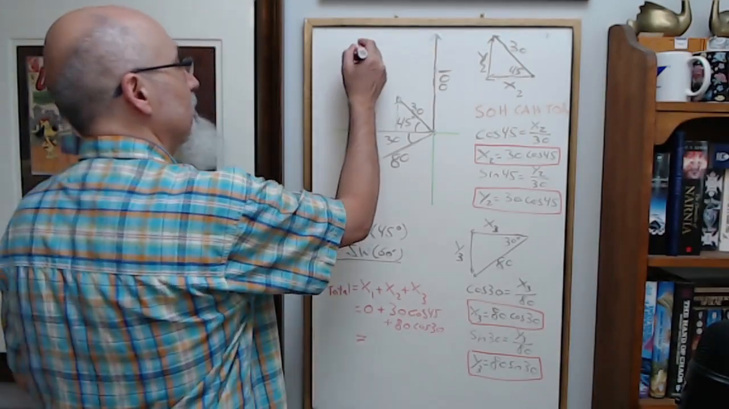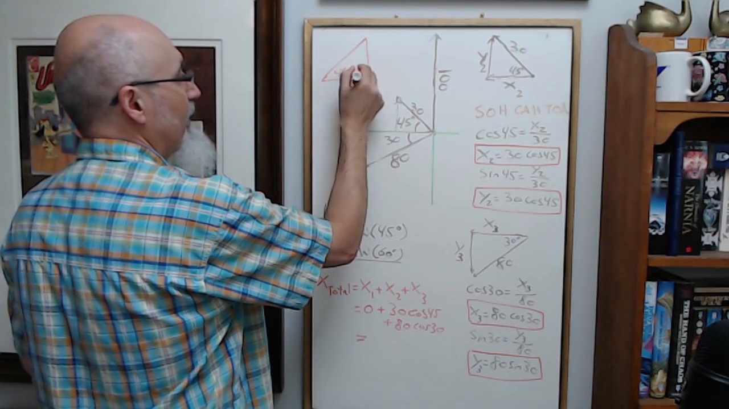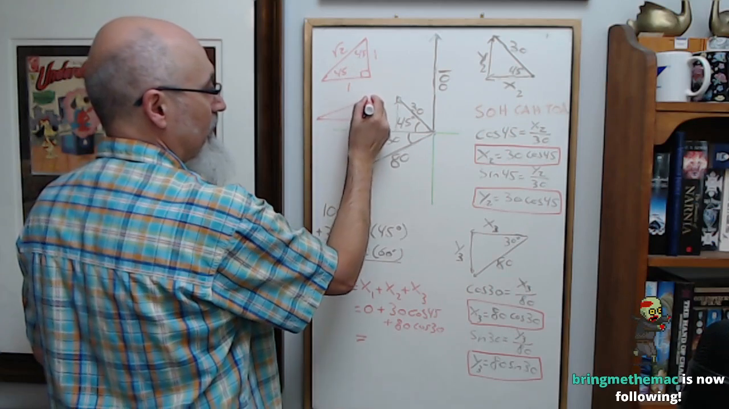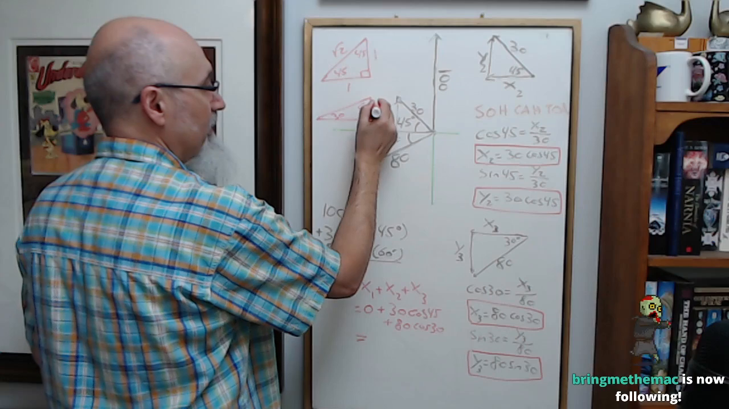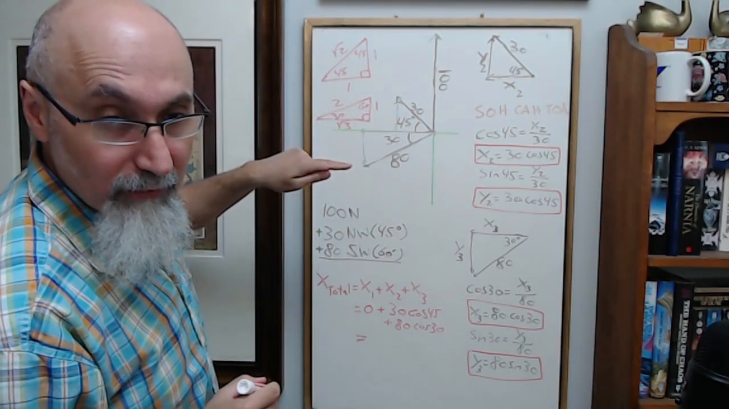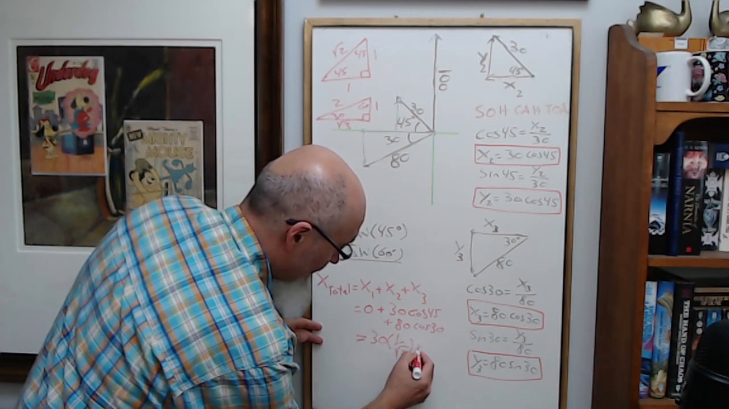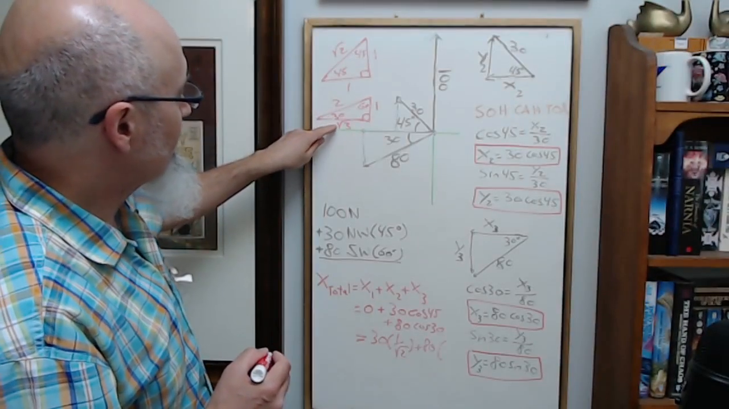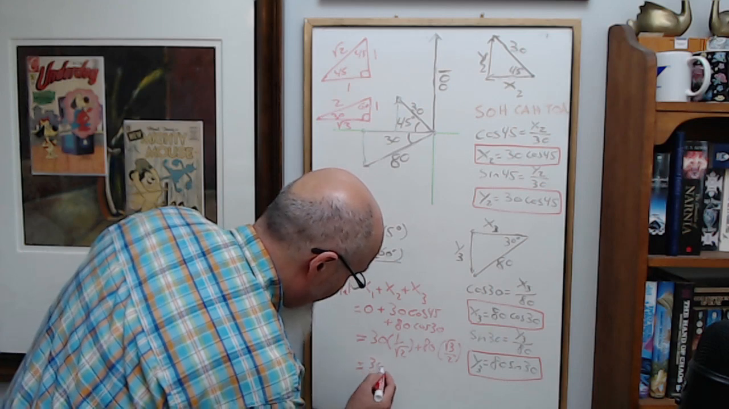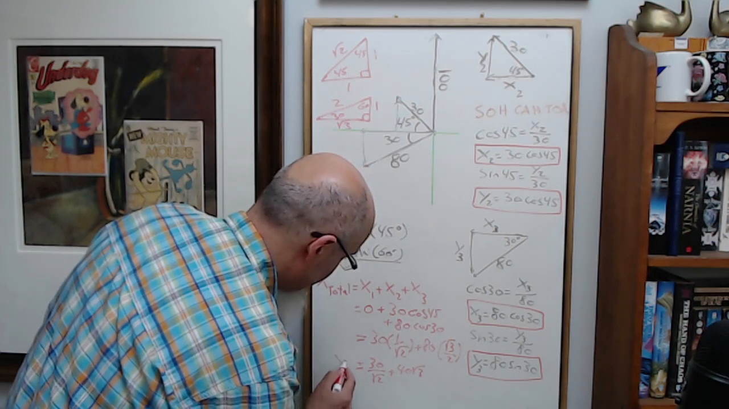Now, if you know your special triangles, 45-45-90 is 1, 1, root 2, and the 30-60-90 triangle is 1, square root of 3, and 2. So cos of 45 is 1 over root 2. So this is going to be 30 times 1 over root 2, plus 80 times, what's cos of 30 degrees? It's root 3 over 2. So this is going to be equal to 30 over root 2 plus, 2 goes into 80, 40 times, 40 square root of 3. That's the x part of the total component.